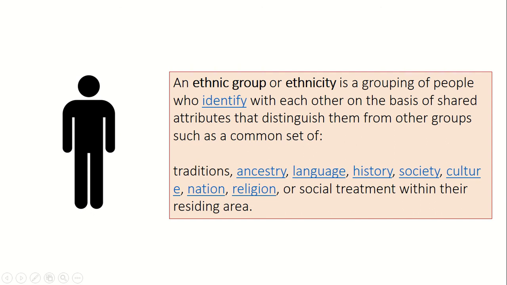Now, an ethnic group or ethnicity is a very strange term, but basically it's a grouping of people that identify with each other on shared attributes. They might have common traditions, common language, common history, society, culture, religion within their area. So, for example, if you've ever been on a survey, it sometimes asks for your ethnic group. And I, for example, on that form would put white British. And that means that generically people within that ethnic group would have very similar traditions.